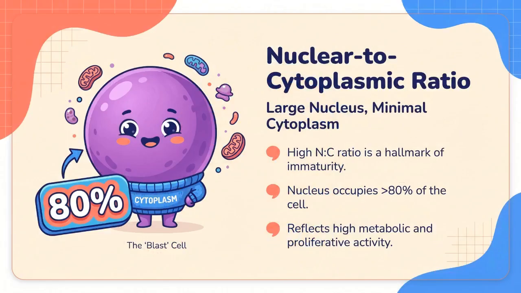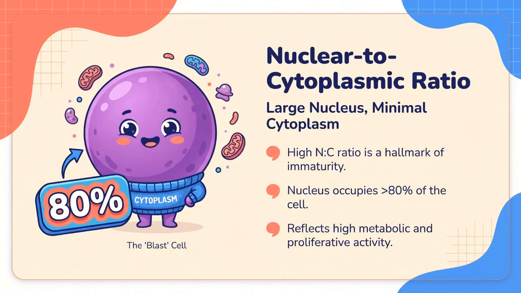Let's delve deeper into one of the most critical morphological indicators of a blast cell, the nuclear to cytoplasmic (NC) ratio. As we just noted, this ratio describes the proportion of the cell occupied by the nucleus relative to its cytoplasm. In blast cells, this ratio is characteristically high, meaning the nucleus is disproportionately large, often taking up 80% or more of the cell's total volume, with only a very narrow rim of cytoplasm visible.